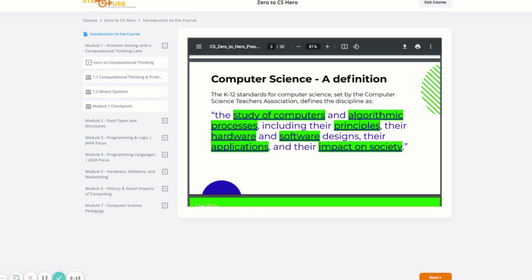Now, many teachers know more than they might think, but we call it Zero to CS Hero because from beginner to expert, there's something in the course that you'll learn and be able to apply.